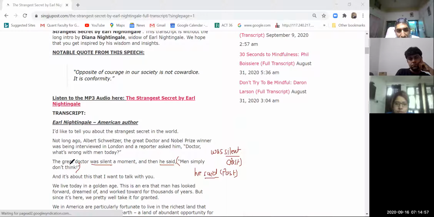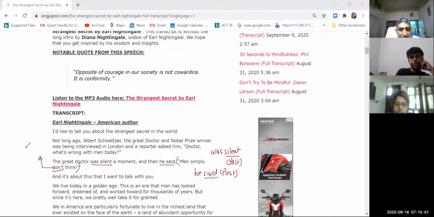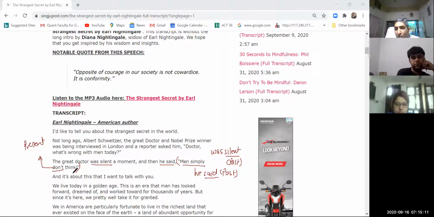Don't. You're not saying "didn't think." This is in present tense. Men simply don't think. So you will say "don't," and so "men simply don't think" is in present tense. If there are like 3-4 words, you can write the whole sentence itself. You'll write "Men simply don't think," the whole sentence, and you'll write that it is in present tense.